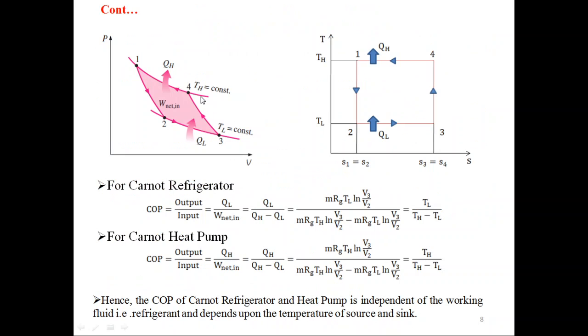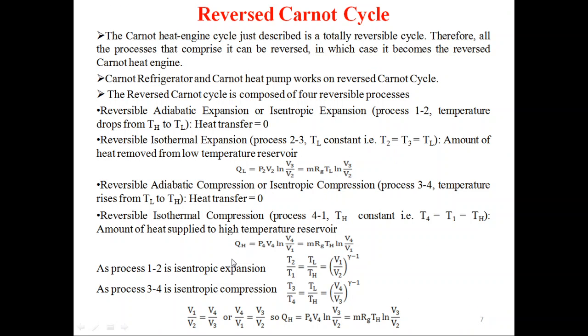You can see the PV diagram. 4-1 represents the reversible isothermal process, and QH is the amount of heat rejected to the high temperature reservoir at temperature Th. In the Ts diagram you can see 4-1 is represented by a horizontal line, that means T1 is equal to T4 is equal to Th. So remember, QH is the amount of heat rejected to the high temperature reservoir at temperature Th.